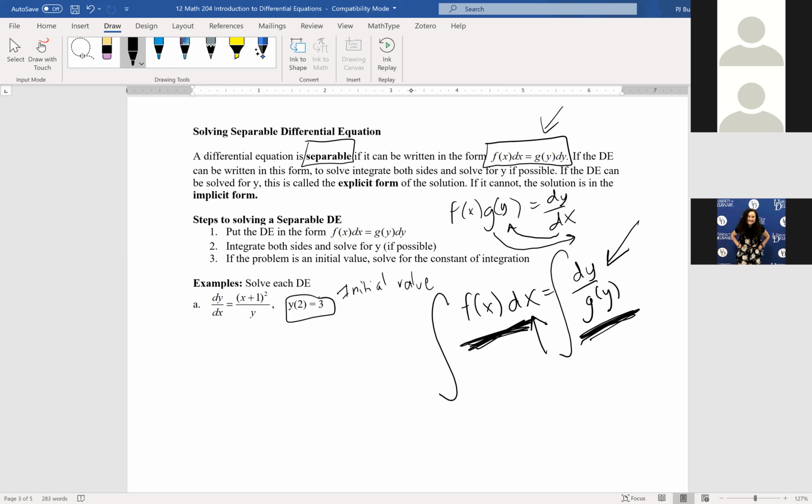So notice up here in the steps, it says, get it in the form where it's all x on one side, all y on the other. Integrate both sides. Solve for y if possible. We'll get into that. And if the problem is an initial value problem, it should say, solve for the constant of integration.